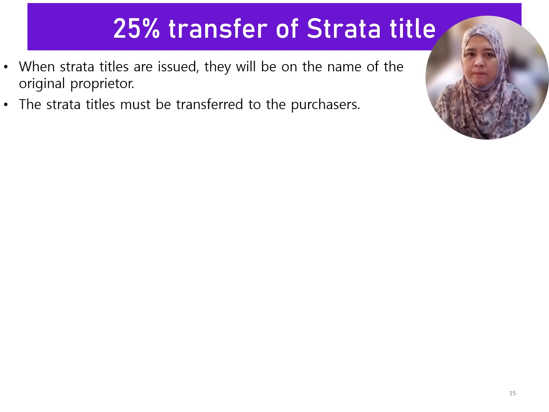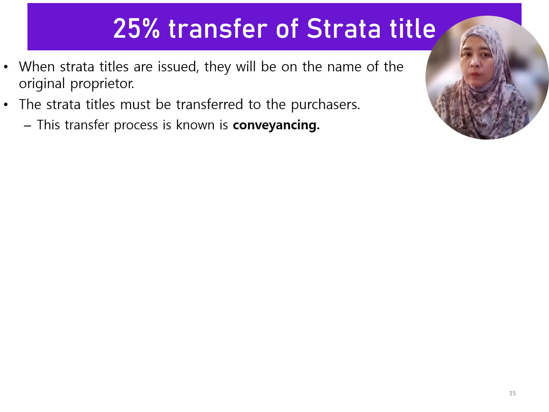The strata titles must be transferred to purchasers. Yang dah sign sale and purchase agreement, itu purchaser. Yang nama dah appear atas title, itu owner. Itu difference dia. So, the strata titles must be transferred to the purchasers for the purchasers to become owners lah. And this process is known as conveyancing. Process of transfer ini dikenali sebagai conveyancing.